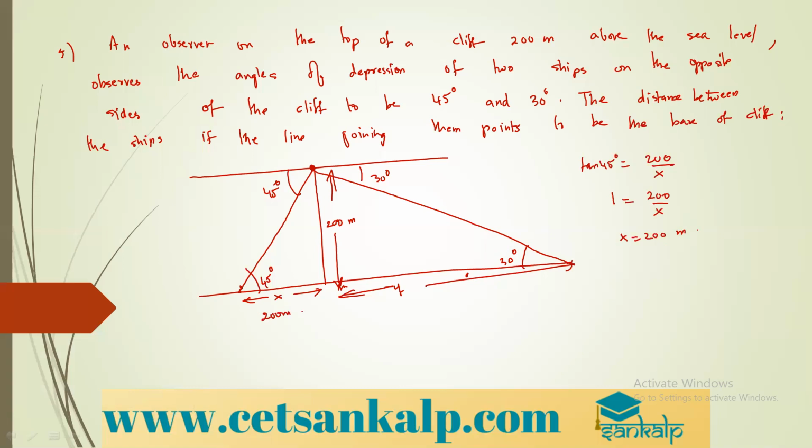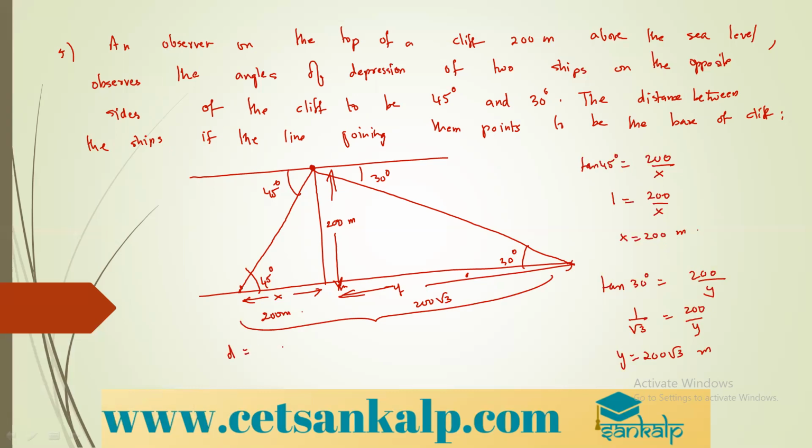So here we got 200 meters. From the other triangle, tan 30 degrees is 200 by y. Tan 30 degrees is 1 by root 3 equal to 200 by y, or y will be equal to 200 root 3 meters. So the distance between the ships D will be 200 plus 200 root 3, or 200 common, 1 plus root 3 meters.